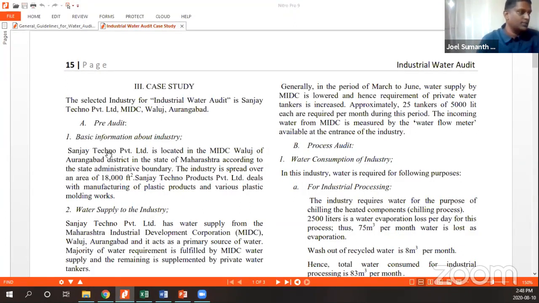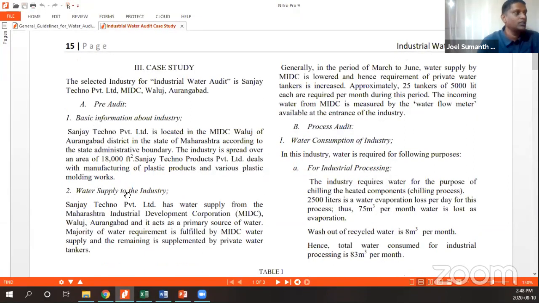So this is the name of the institution you have over here, the location of it, and the second part. And in the pre-audit phase you have something called the water supply. The second part is what is the source of water.